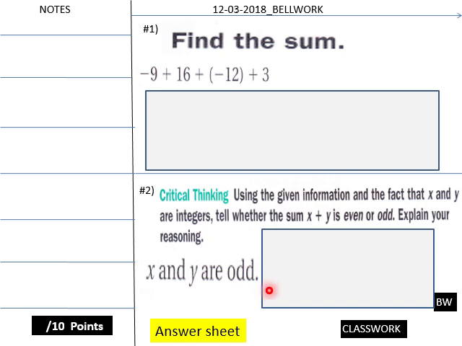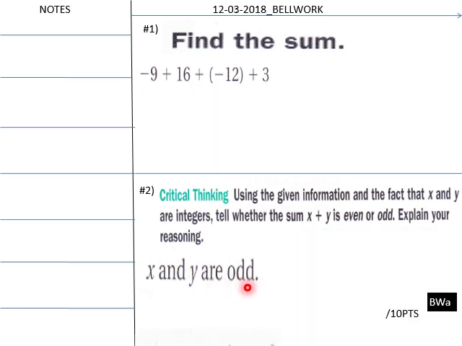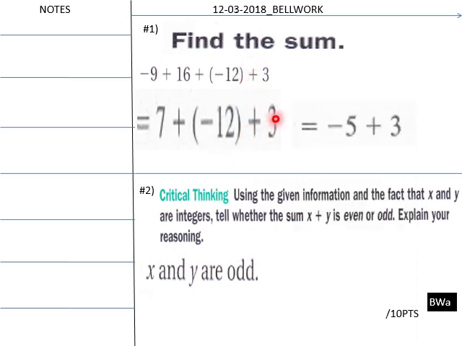See you in 3 or 4. Welcome back everybody. For the sum up here, it's 7 plus negative 12 plus 3. So this becomes 7 and negative 12 is negative 5, plus 3 equals negative 2.